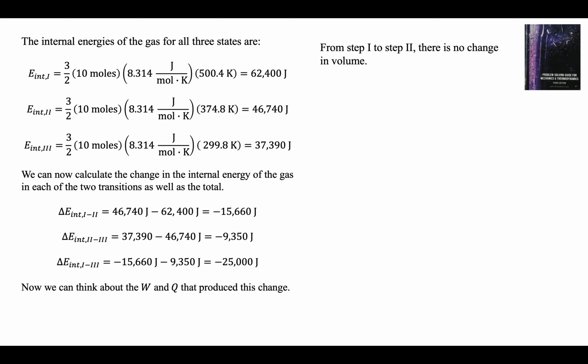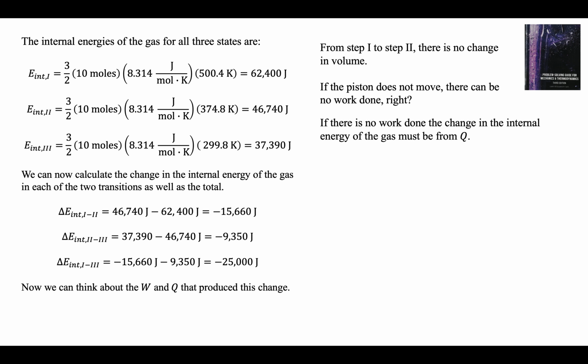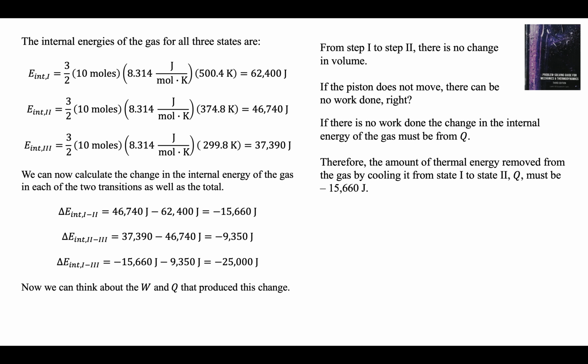From step 1 to step 2, there's no change in volume. Cooling at constant volume. It was 40 liters the whole time. The piston does not move. How can the gas do any work? If there's no work done, the change in internal energy is just Q. So the amount of thermal energy removed from the gas must have been minus 15,660. That's how the internal energy dropped. There's only one way to do it if the volume's not changing. It's with Q.